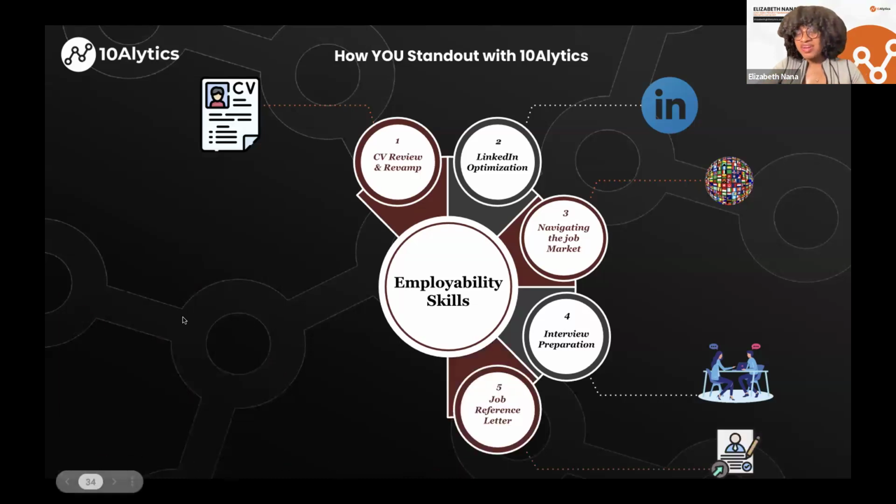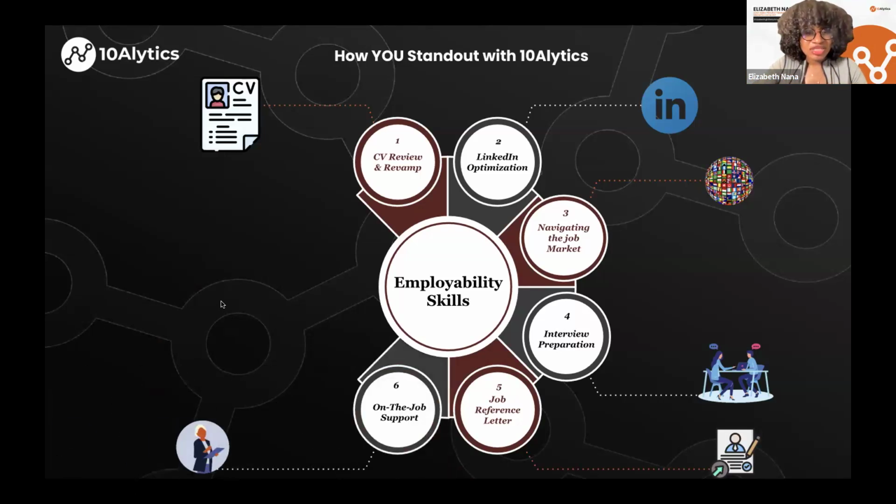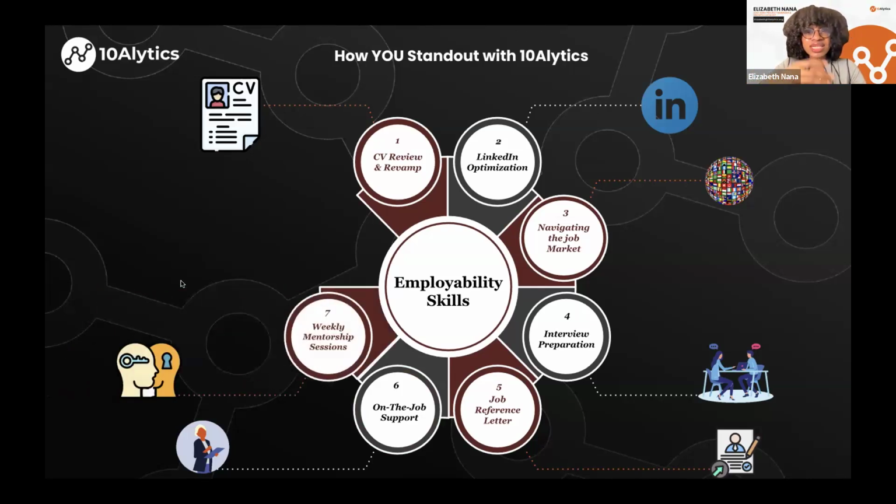Next is job reference letter. Should you need a job reference or recommendation letter once you land a job, we're able to provide that to you as well, Analytics, as well as our partner company in the UK. Next, we have on-the-job support. So you land a job, the first month, you're like this. You don't know what to do. Hey, I don't know. They gave you a task. You don't really know how to go about that specific task. You can come back to Analytics, book a one-on-one session with us, and we provide guidance. Now, we don't do the task for you, but we'll teach you and guide you on how you can execute that particular task.